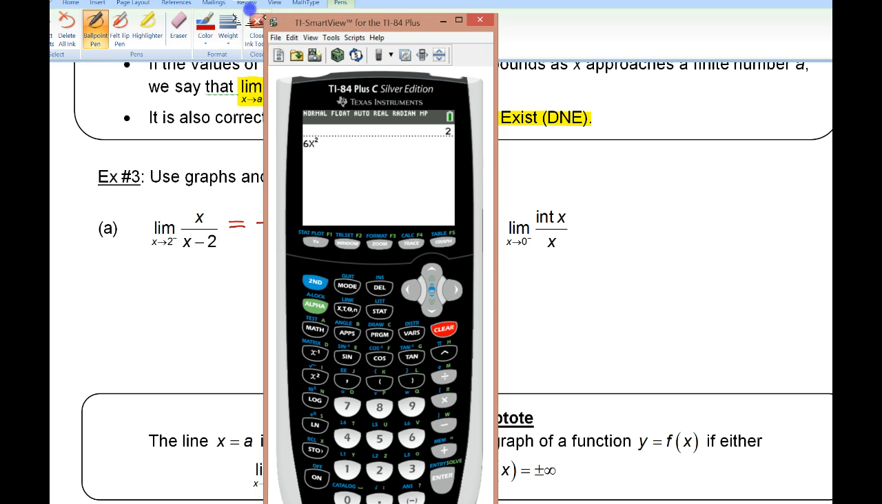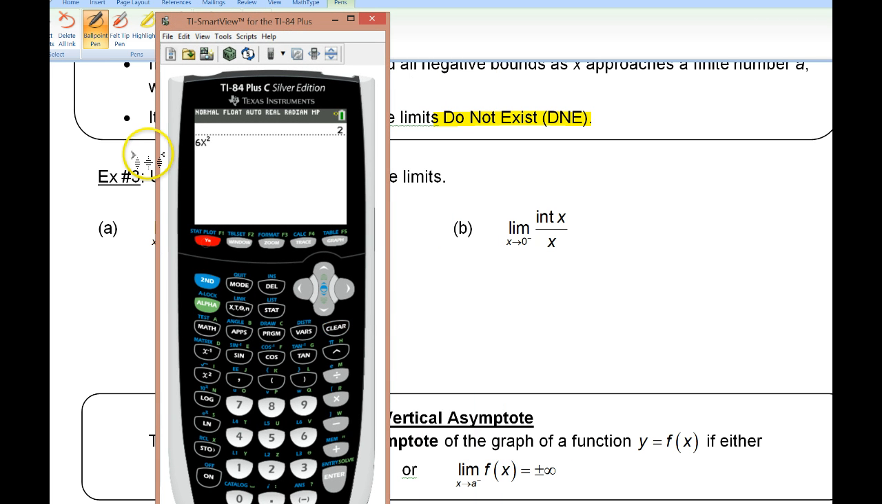Is integer just like round? It's kind of like rounding down. I mean, that's the easiest way to think of it. It rounds down to the nearest integer. Okay, so let's graph that.